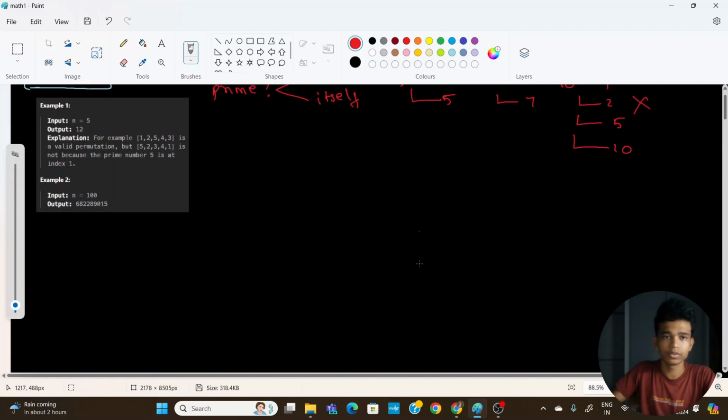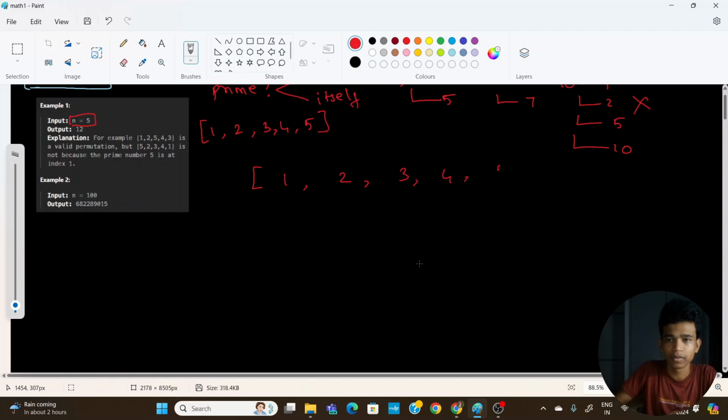Now coming to the question, they have asked us to find, if n is equal to 5, how many permutations we can make if prime numbers are only placed at the prime indices. Let us take n equal to 5. What are the numbers present? 1, 2, 3, 4, 5. Let us write them in an array. First one is 1, right? 1 is not prime. 2 is prime. 3 is prime. 4 is not prime. And 5 is prime.